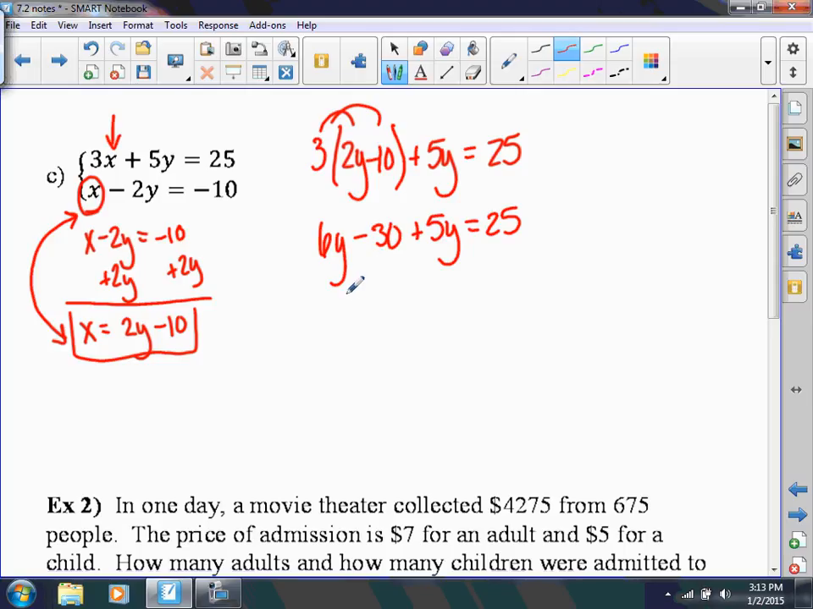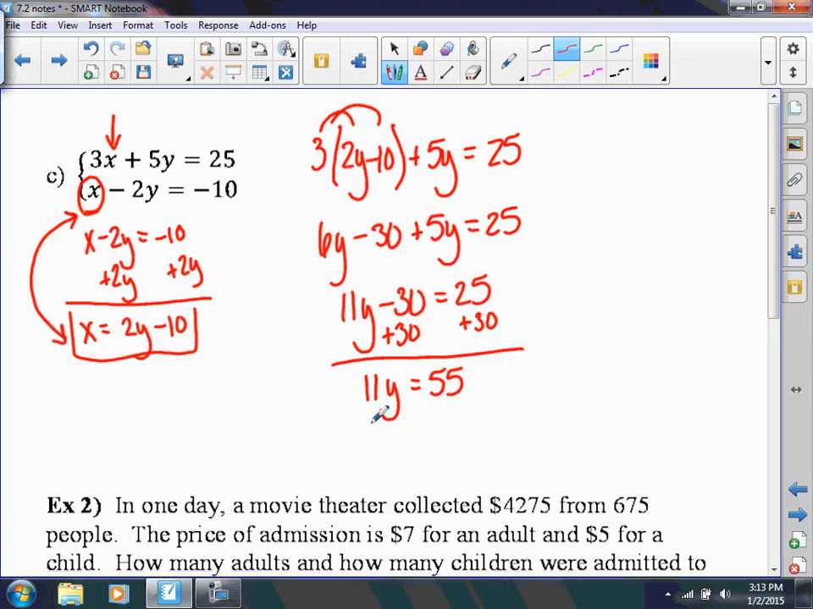And combine my y's here. Remember, they're on the same side of the equation, so I'm just going to add them. 6 plus 5 is 11y minus 30 equals 25. The only time I do the opposite is when I'm moving across the equal sign. So here, when I'm trying to combine the 25 and the negative 30, I have to do the opposite. I have to add the 30 over. So 11y equals 55. And then if I divide by 11, I'll get 5.